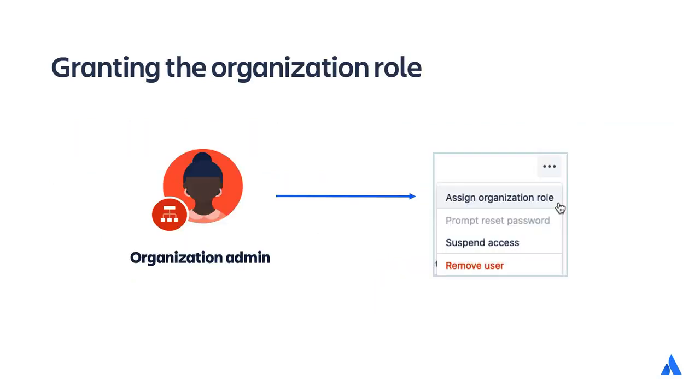Users are granted the organization role via their account in the organization's users directory. Users with this role belong to the site admins group and can access all products and their functionality. Be aware of the number of licenses that will be used when granting a user the organization role. This is the most powerful role in the Atlassian cloud context.